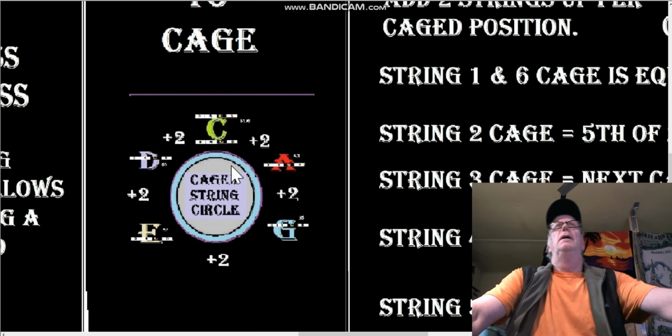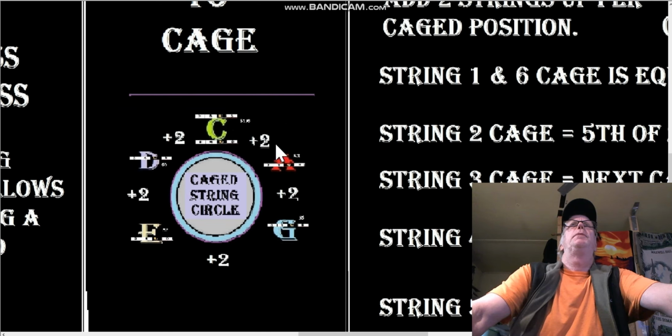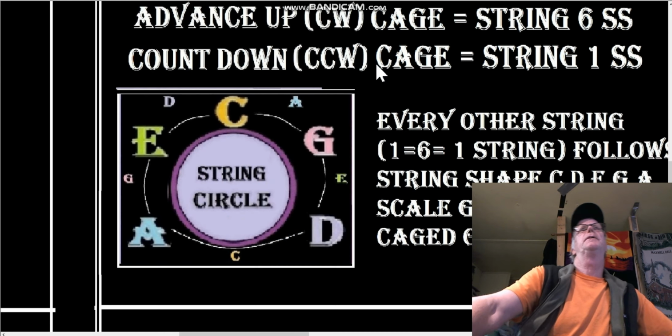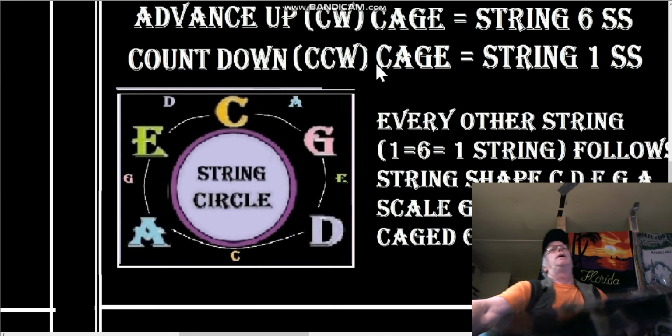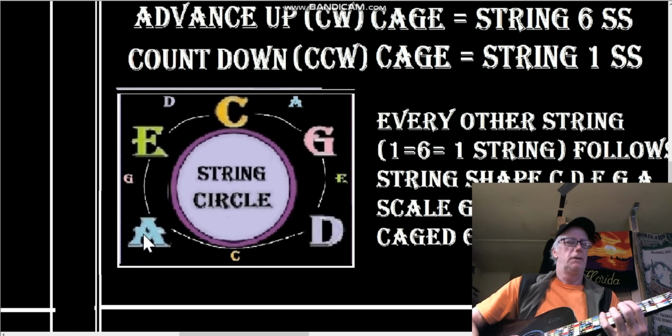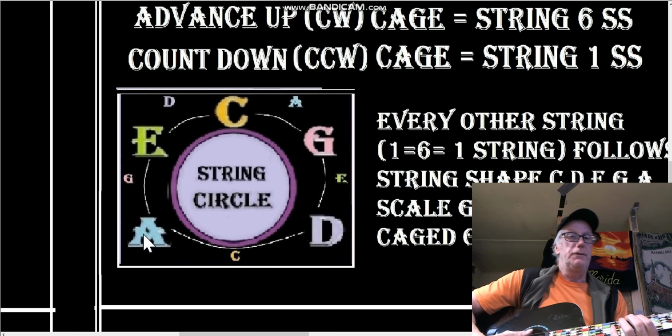Okay, this is a +2 circle. So this isn't the normal cage circle. Right here is the right circle. So we start on the A string shape. So it's a circle of fifths, of string shape fifths now.